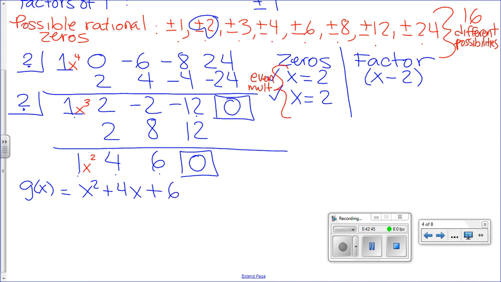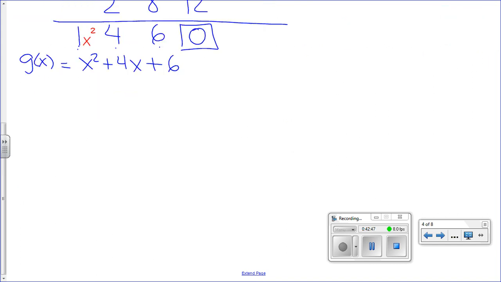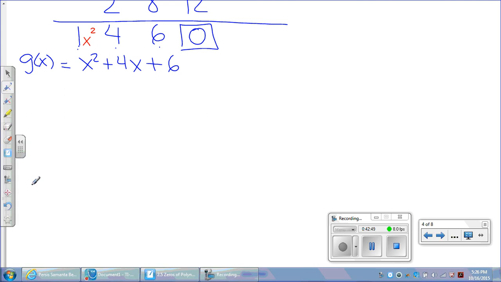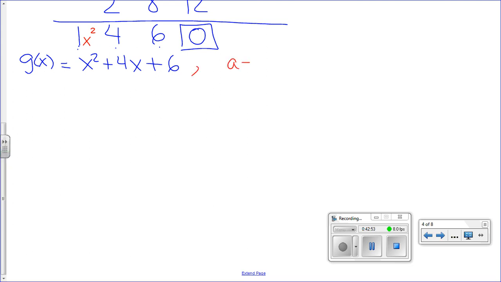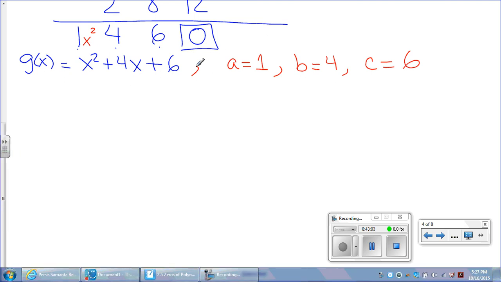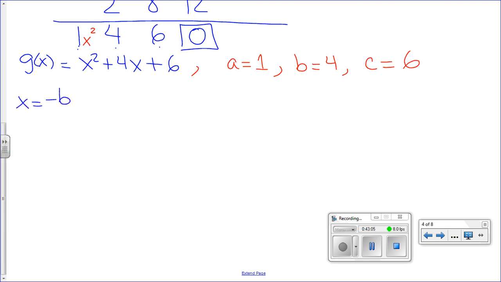And I can tell you right now that there is no way you could factor this. So again, we're going to have to use the quadratic formula. Remember, a is the coefficient for x squared, that's 1. b is the coefficient for x, that's 4. And c is the constant term, which is positive 6. So now I'm going to use the quadratic formula, and that will be negative b plus minus the square root of b squared minus 4ac, everything divided by 2a.